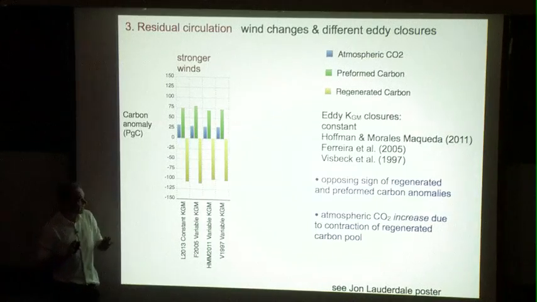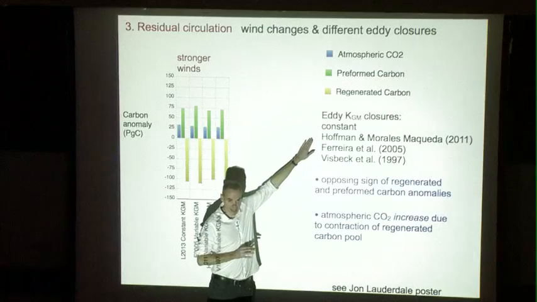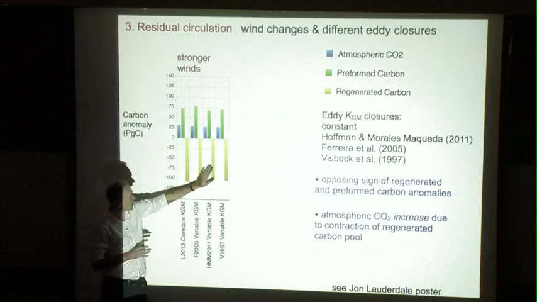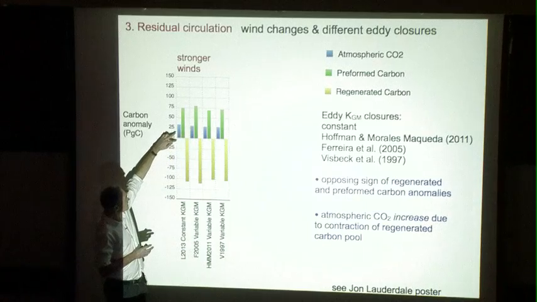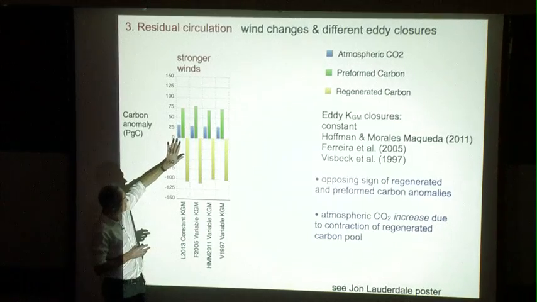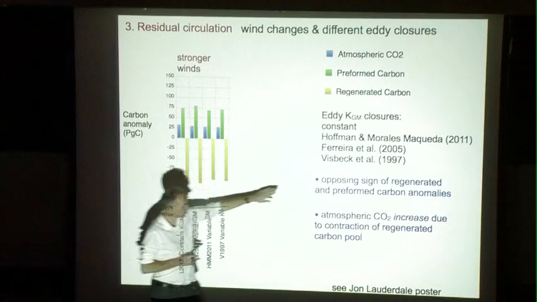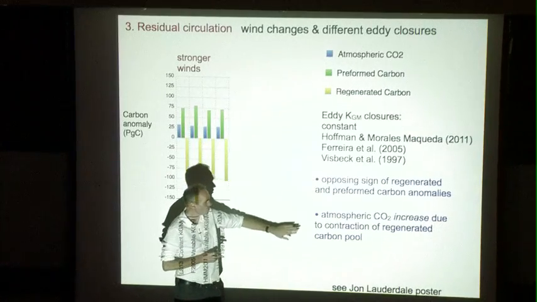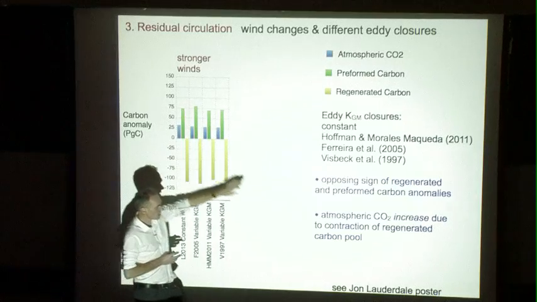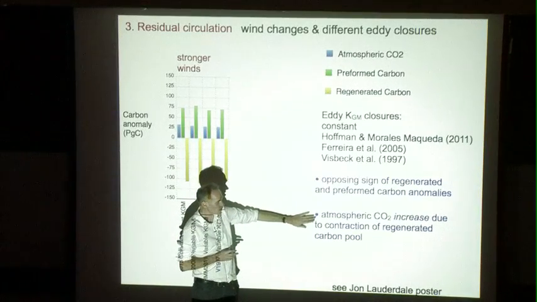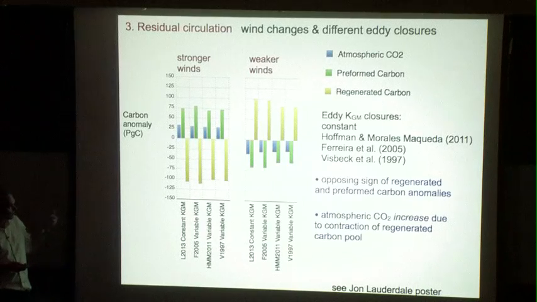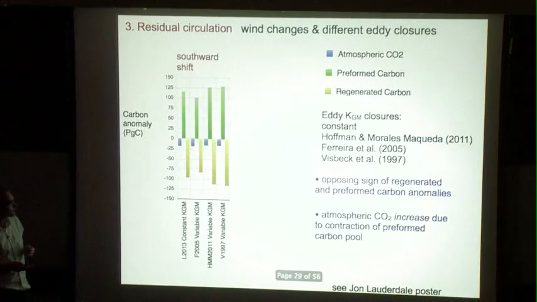So John has repeated this work with different eddy closures, and for the case of stronger winds, they actually make hardly any difference. What this plot is showing is the atmospheric CO2 change, the preformed carbon and the regenerated carbon. When presented this way, there are only detailed variations. What we're seeing is an opposing sign of the regenerated and preformed carbon anomalies, the green and yellow being opposite here. And basically, the atmospheric CO2 increase is due to a contraction of that regenerated pool. That carries over, you get the opposite signs with the weaker winds, as you might expect.